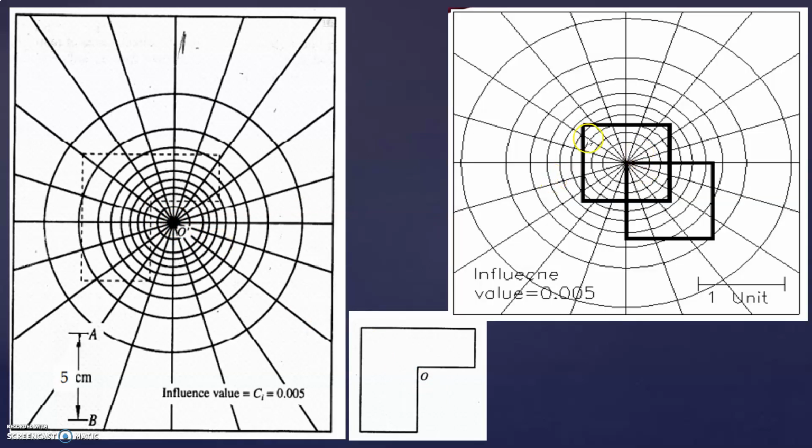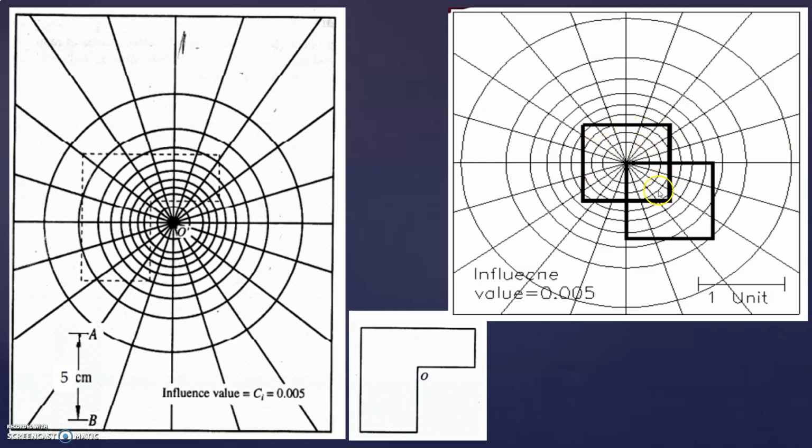Similarly, suppose it is a square or a rectangle, how do you have to do it? Suppose it is asked to find the vertical stress at the center, then the center of this square should coincide with the center of the Newmark's chart. Similarly, if it is asked to find the vertical stress at the corner of the square or rectangle, then you have to place that corner at the center of the Newmark's chart. That thing you should remember always.